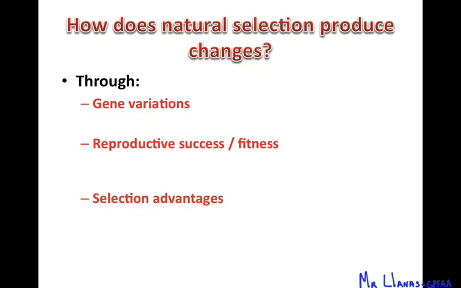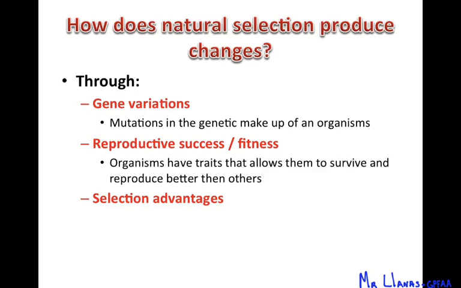Now, natural selection causes changes in the population by three things, okay? By varying the genes that are present in the population. And that's just mutations in the DNA, right? That causes organisms to change and have different traits. Remember, DNA produces proteins. Proteins control our traits, or what an organism looks like. Also, reproductive success, right? The ones with more favorable traits are going to reproduce more, so the population will change.